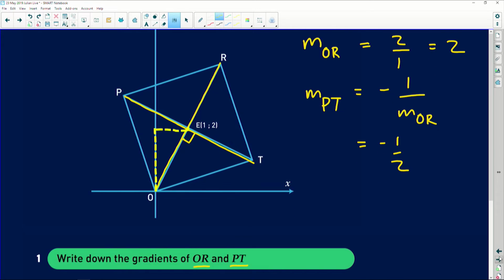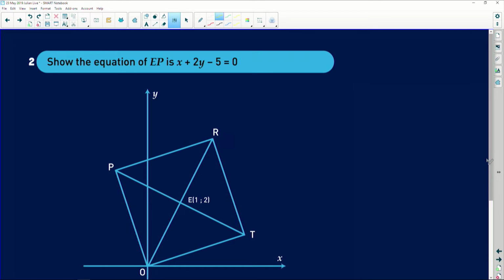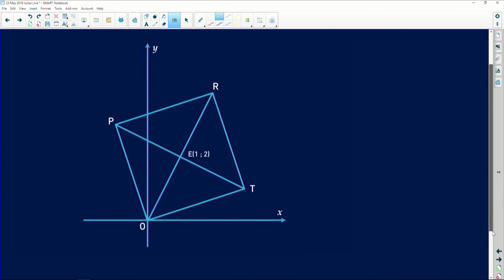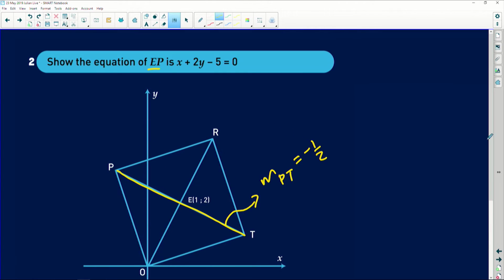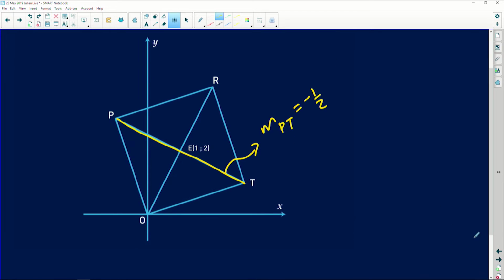Let's have a look at more parts to this question. The next part asks: show that the equation of EP is x plus 2y minus 5 equals 0. Okay, let's have a look at my diagram, guys. I've just found my gradient of PT to be equal to -1/2, and I'm going to use that to find the equation of EP. EP lies on my diagonal PT.